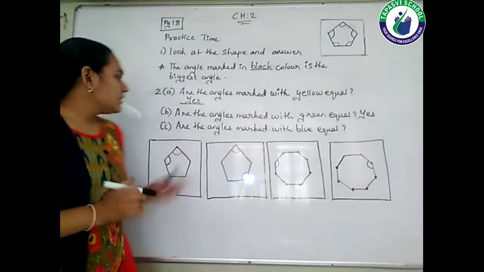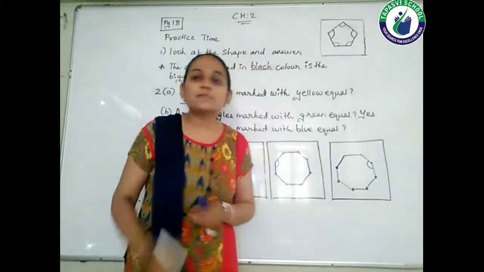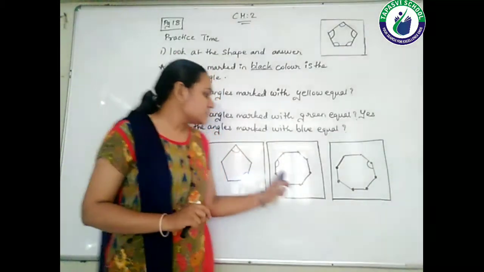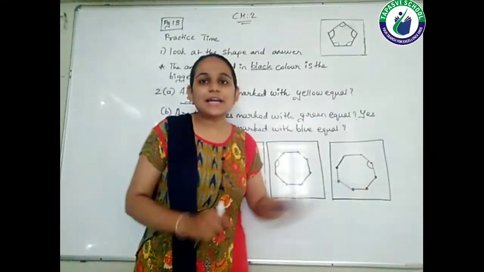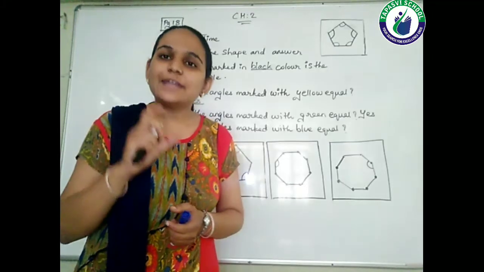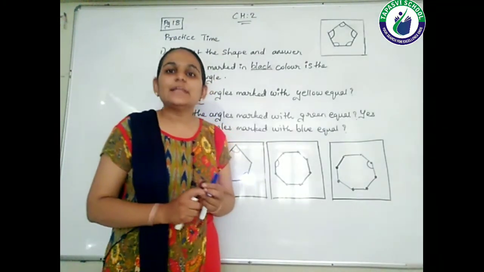Next one: are the angles marked with blue equal? Now I do have the blue color marker with me. So see this angle and see this angle. Are these two angles equal? Yes, the position is different, but the angle measures are the same. So here also I will be writing yes.